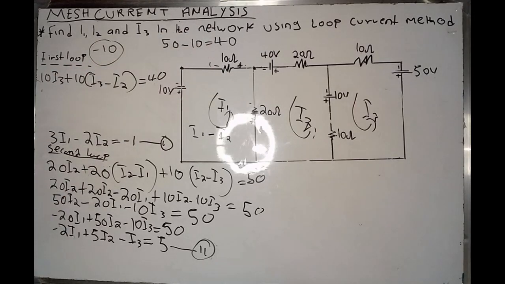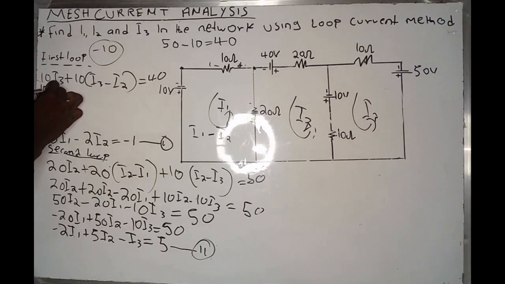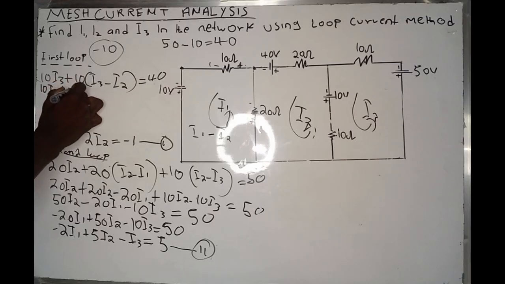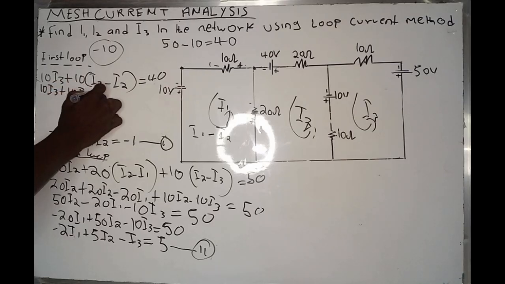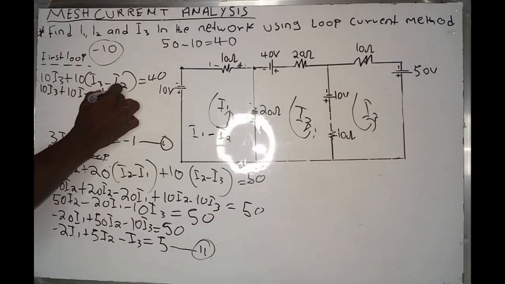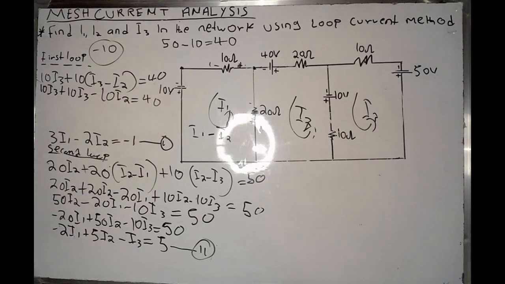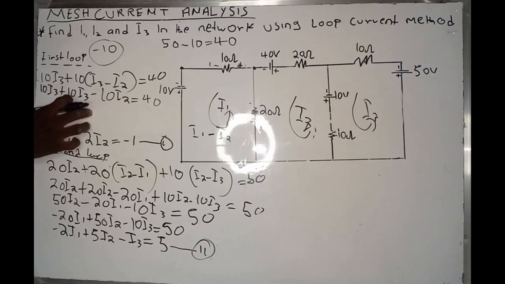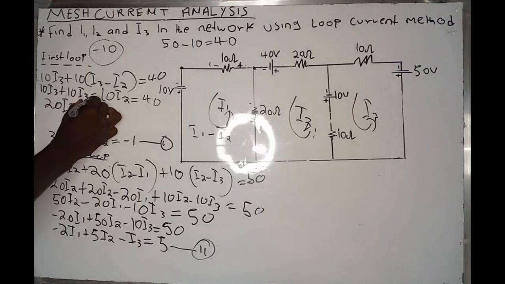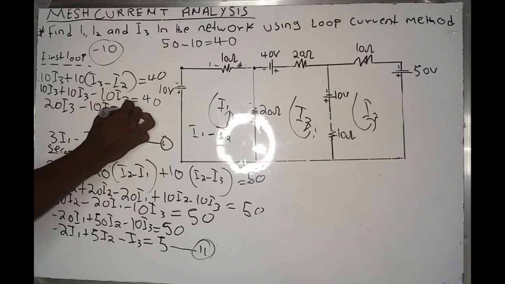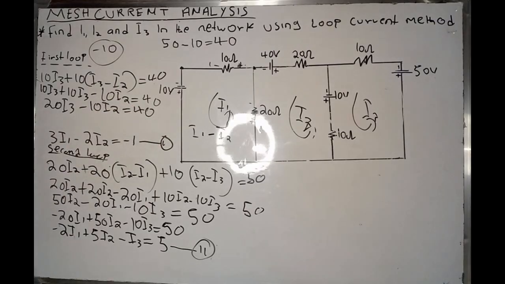Our voltage is 40. So let's expand the bracket. Plus 10 multiplied by I3, 10 I3, minus 10 I2, which is equal to 40. So I have to add both I3 and I3, because they are the only like terms. So therefore I have 20 I3 minus 10 I2, which is equal to 40.